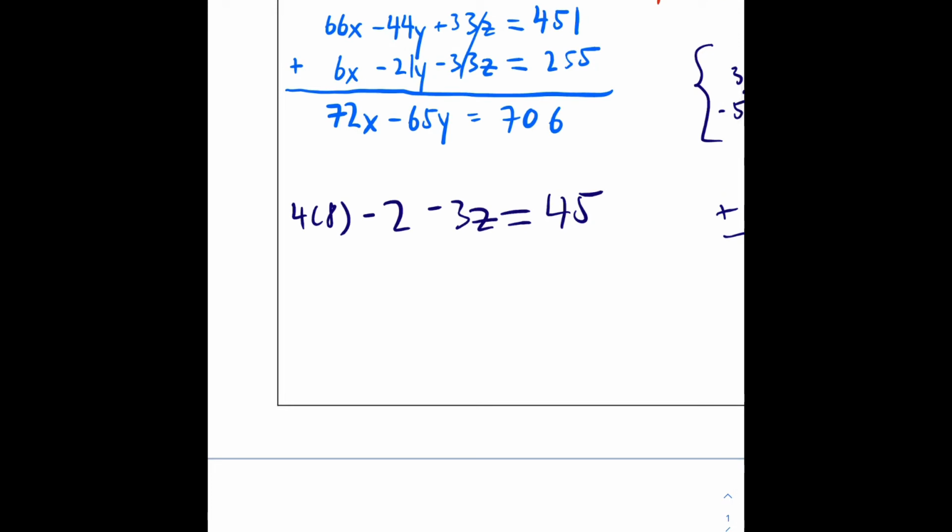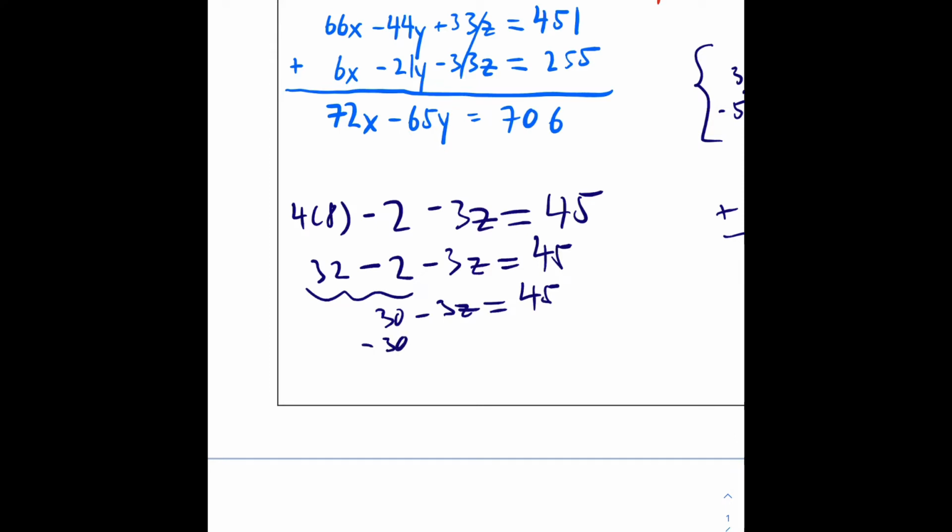All right, then I just need to simplify. So we get 32 minus 2 minus 3z equals 45. Combine my two like terms here. I get 30 minus 3z equals 45. Subtract 30 from both sides. And I get negative 3z equals 15. And then divide by negative 3 on both sides. That gives me z equals negative 5, okay?